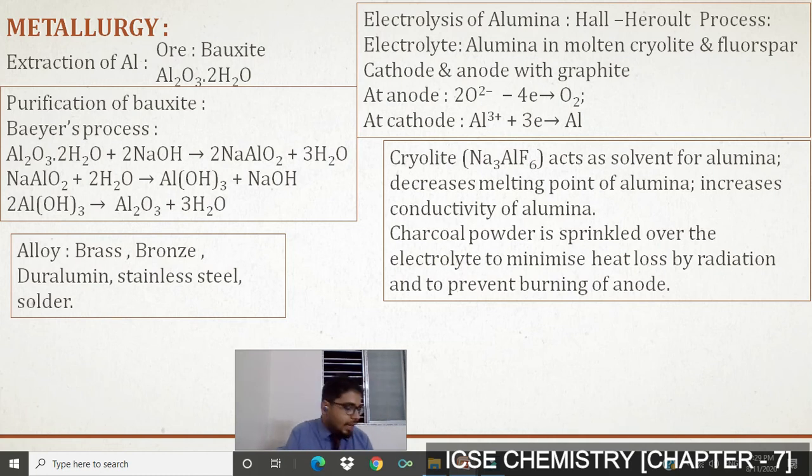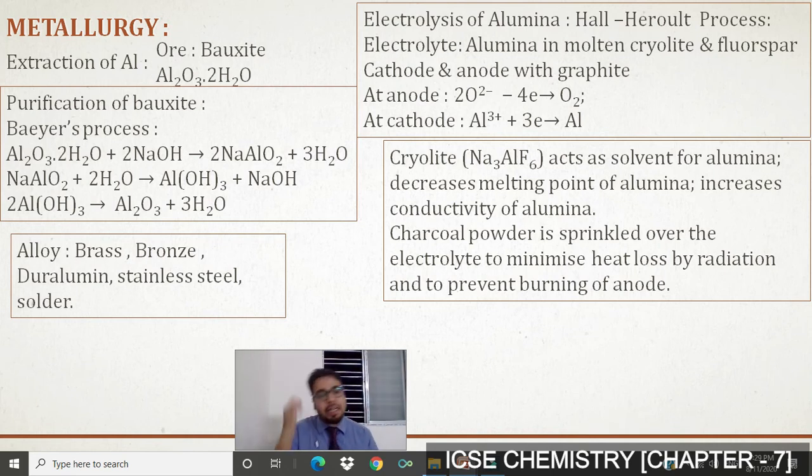And at last solder is the alloy of lead. With solder we have tin also. But if you are asked to write the main metal, for solder you will be writing lead, for stainless steel you will be writing iron, for duralumin you will be writing aluminium, okay.